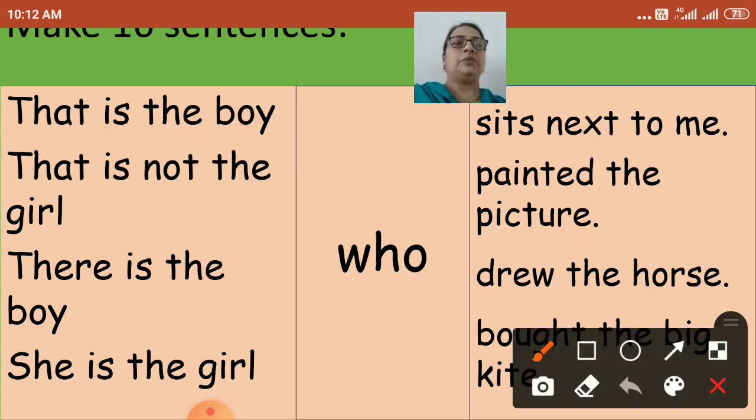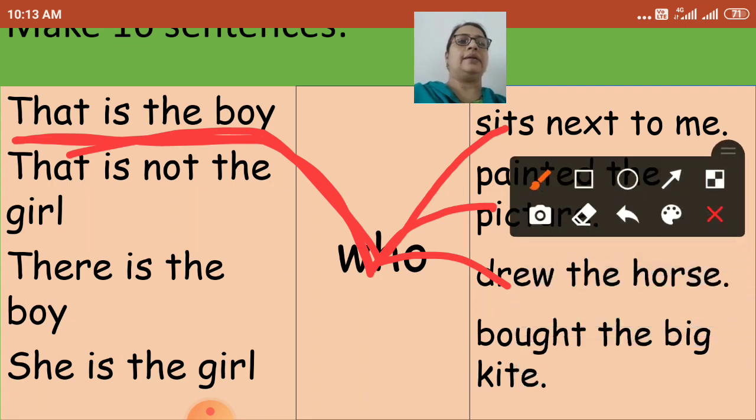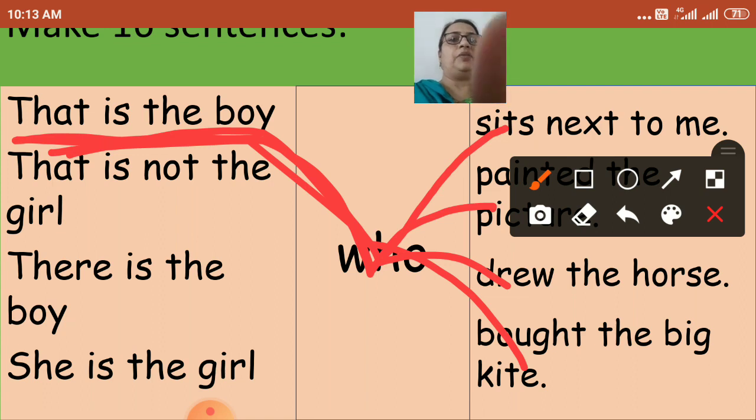Okay? Now see, that is the boy who sits next to me. Okay? This way we will write. Then that is the boy who painted the picture. That is the boy who drew the horse. And that is the boy who bought the big kite. This way we can frame these 4 sentences with the help of this first group of words, that is the boy.